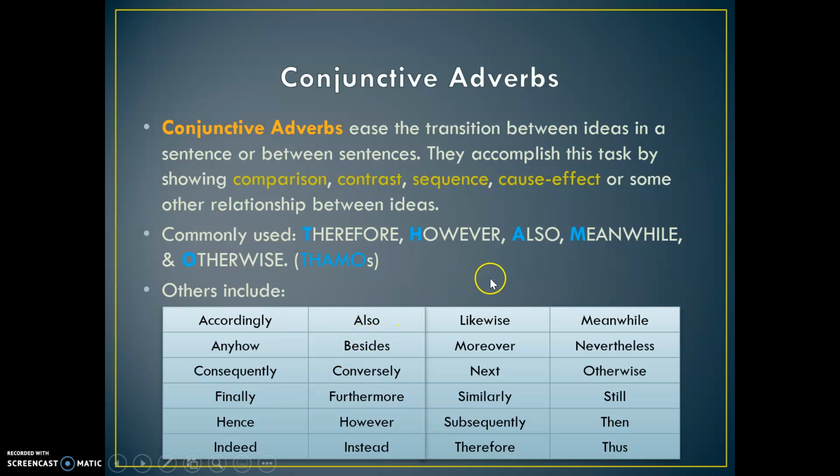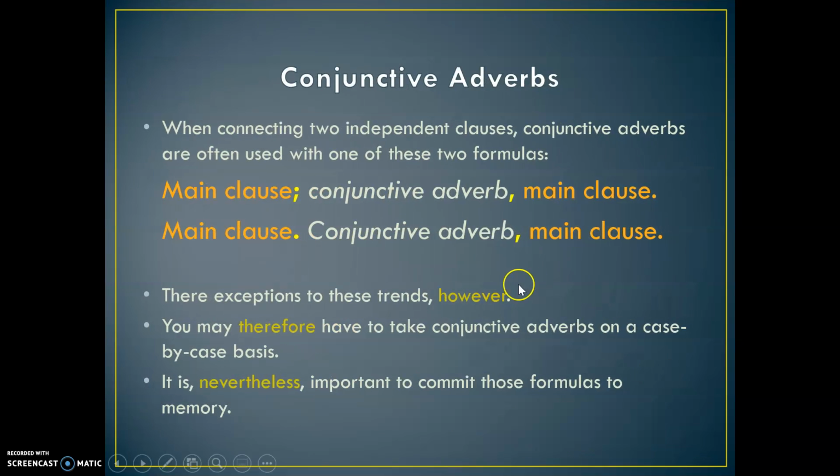Again, these are transition words. So they are going to link independent clauses and show the relationship between those clauses. So they might show comparison, they might show contrast, they might show sequence, they might also show cause and effect. But these are going to be used primarily as transitions. So here are some tips about how conjunctive adverbs might be used to do that.